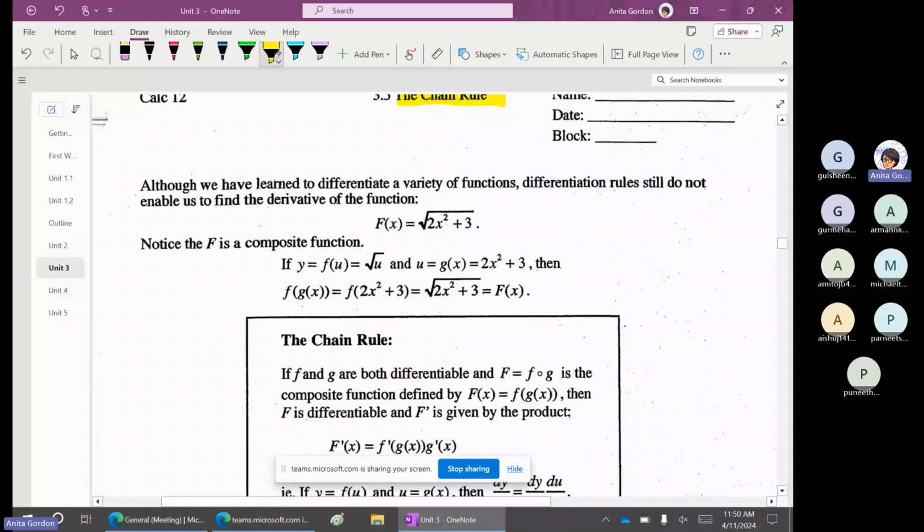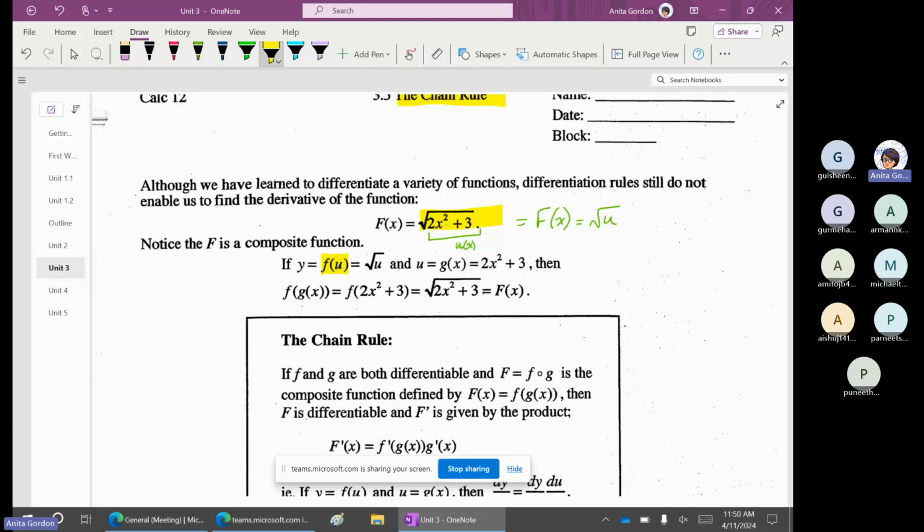So here's a function given to us, capital F of x is the square root of 2x squared plus 3. What we're going to do is use substitution in order to figure out the derivative. We're going to take the inside and call the inside function u of x. So f of x is now the square root of u, which is a much simpler function that we can deal with.